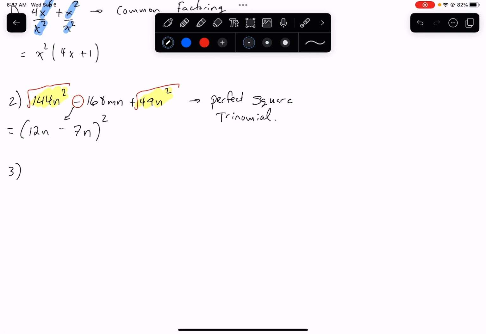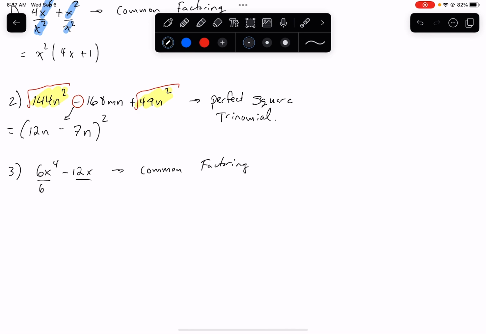Number 3, we have 6x to the power of 4 minus 12x. Okay, again, not a whole lot to be done here without just common factoring. Again, we're just looking at what's common across the two terms. What's different in this question to the first one is we have variables and coefficients in the common factor.